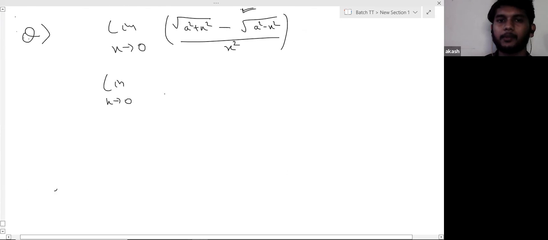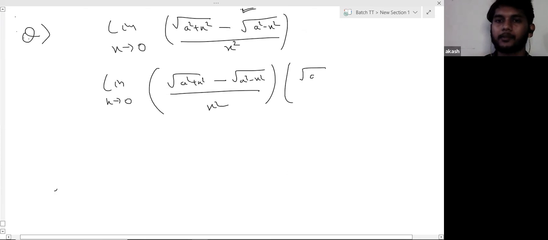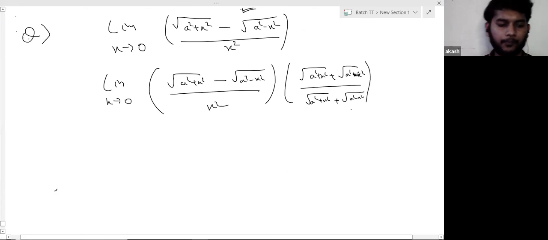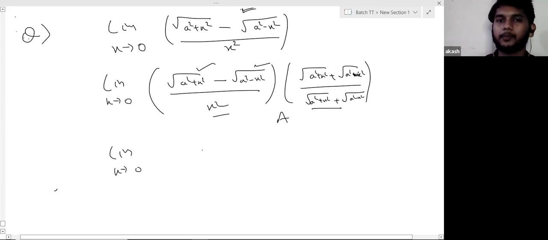This is limit x tending to 0, a square plus x square minus a square minus x square upon x square, multiplied by this: under root a square plus x square plus under root a square minus x square, whole divided by under root a square plus x square plus under root a square minus x square. All right. So now this denominator will remain the same. Let me just call it a. So I will not be wasting too much time. So this square minus this square, limit x tending to 0, a square plus x square minus a square minus x square, will be divided by this a.